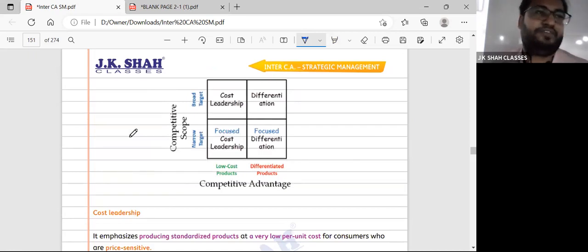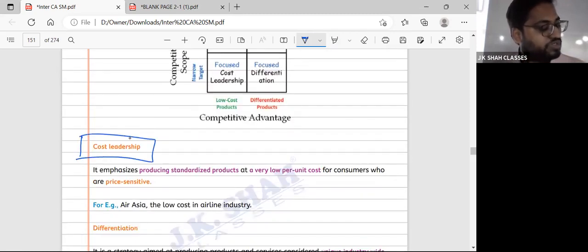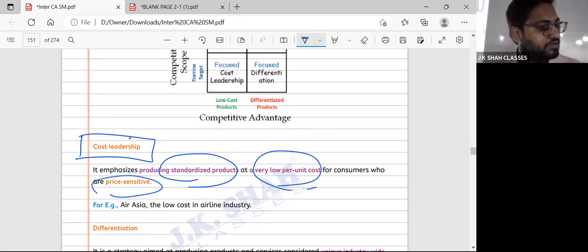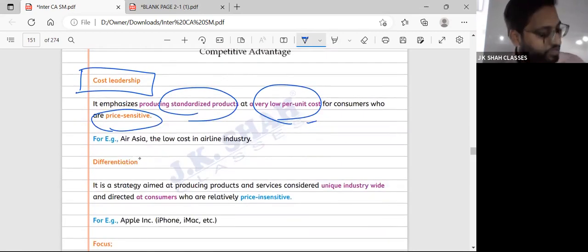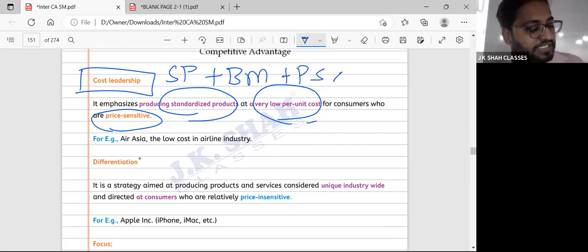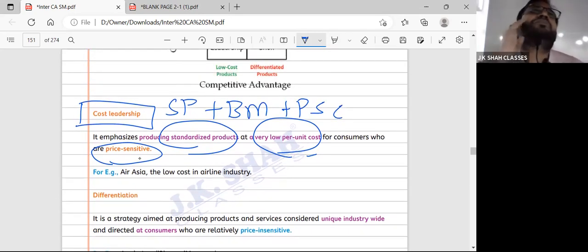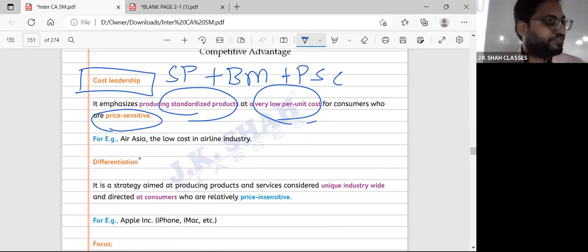This is the diagram. I will not talk about this more. It is already drawn in your book and you have understood this. What is cost leadership? Please highlight this. Do write here SP plus BM plus PSC. What is SP? Standardized product. What is BM? Broad market. What is PSC? Price sensitive customer. Differentiate.